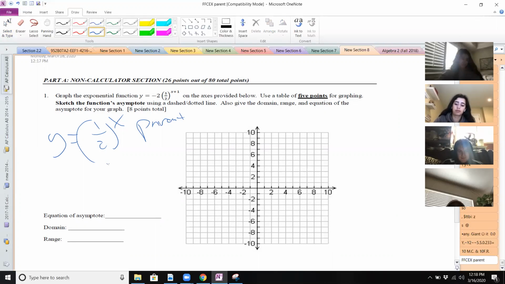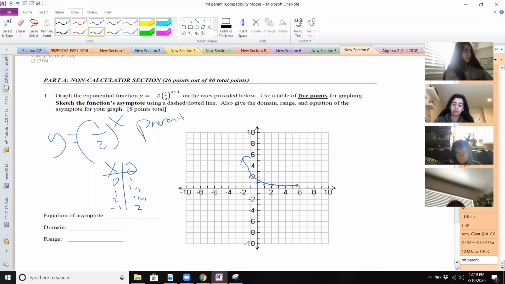So if I make a quick table, x of -1, 0, 1, 2, I get 2, 1, 1/2, and 1/4. So the graph kind of looks like this. That's the parent function. Now in red, I'll do the transformed function.